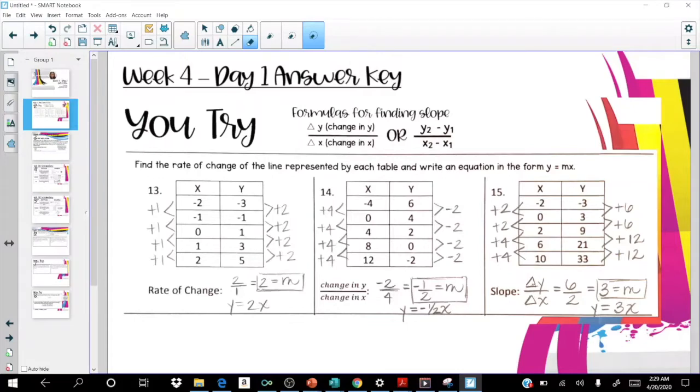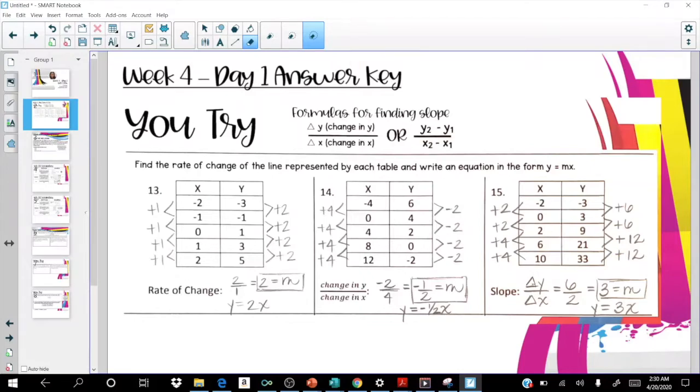So number 14, I wanted to point out that the y values are decreasing by 2. So when the values are decreasing, you would represent that change with a subtraction sign. So you would use subtraction to denote that change. So it's decreasing by 2 each time, so you will write subtract 2. Then the y values are increasing by 4 each time, so you are going to denote that with a plus sign. So plus 4. So how do we find the slope?